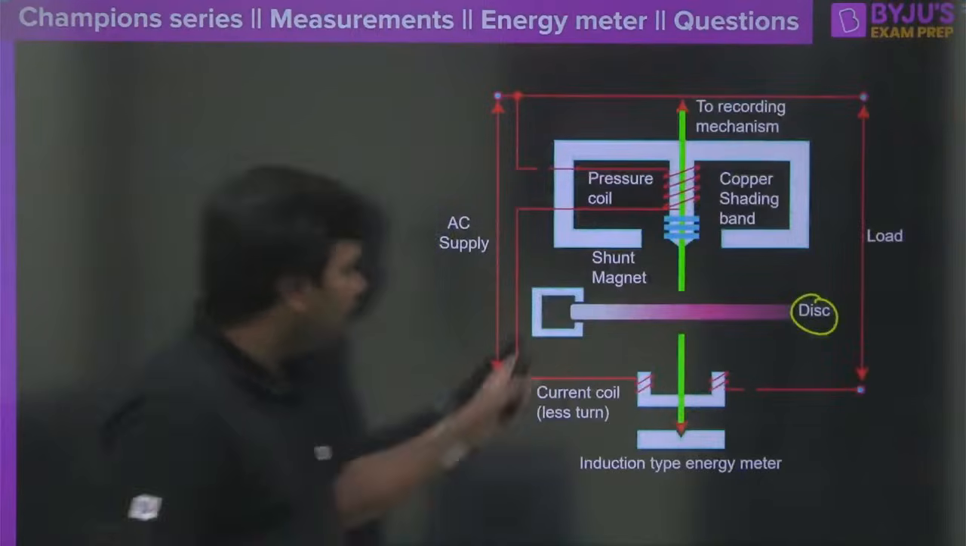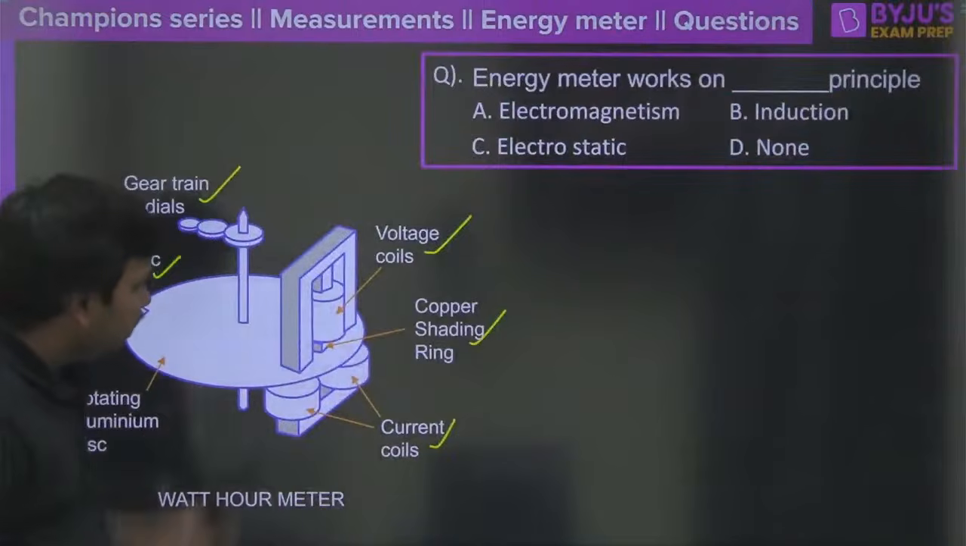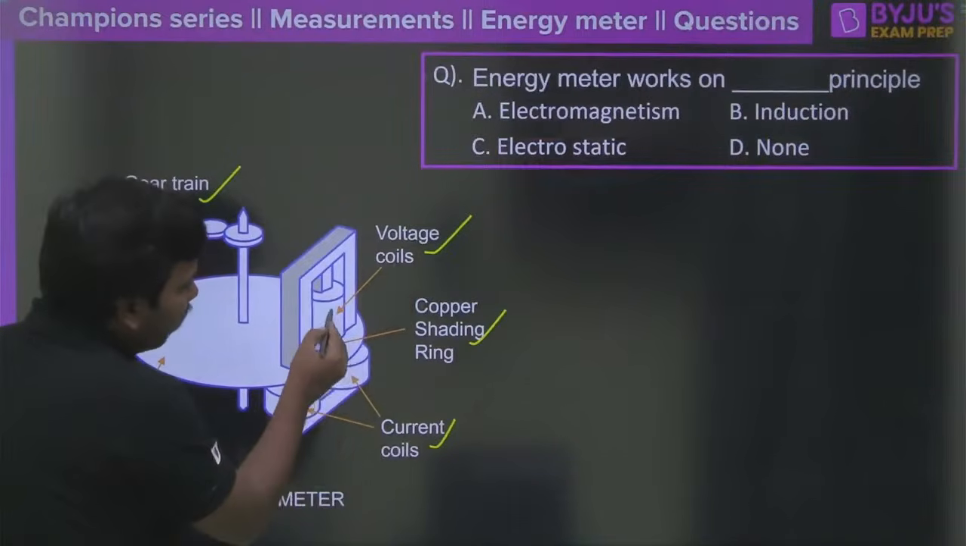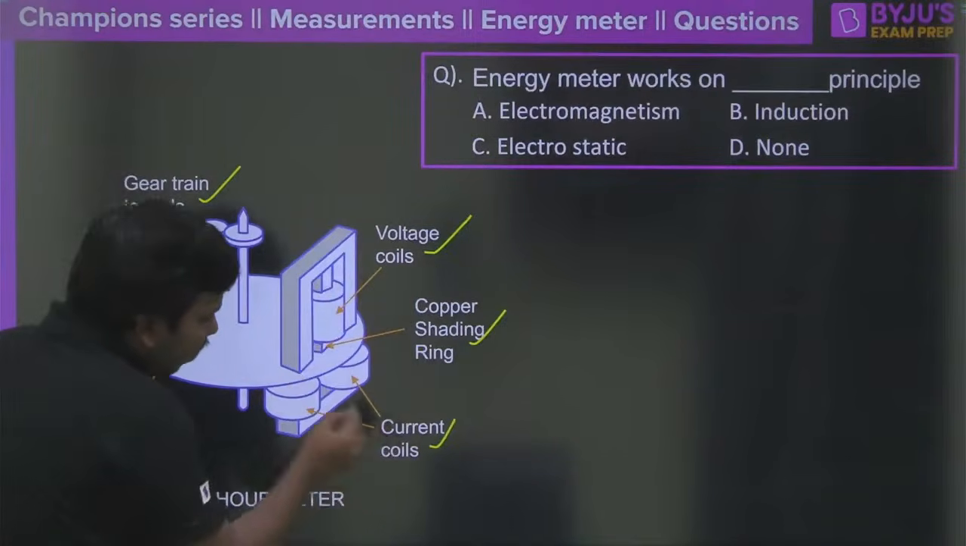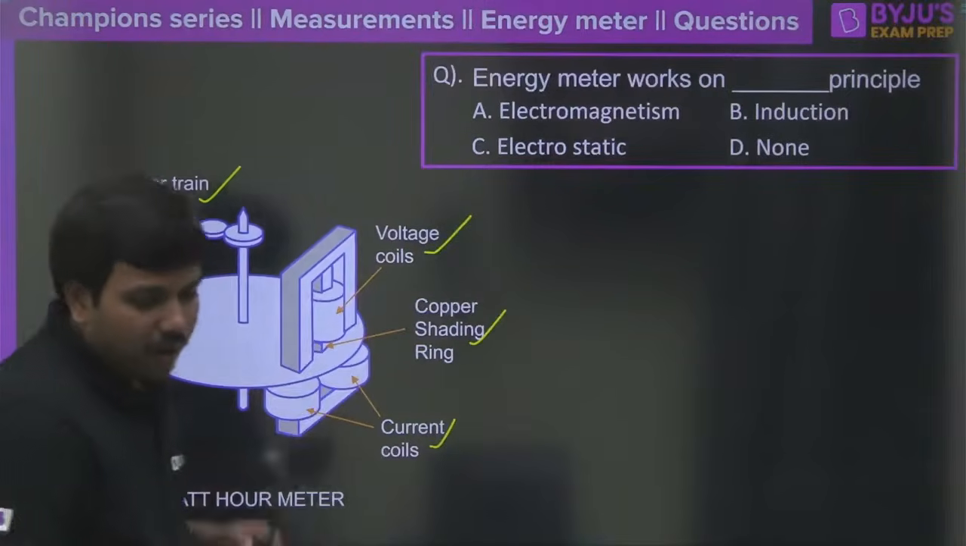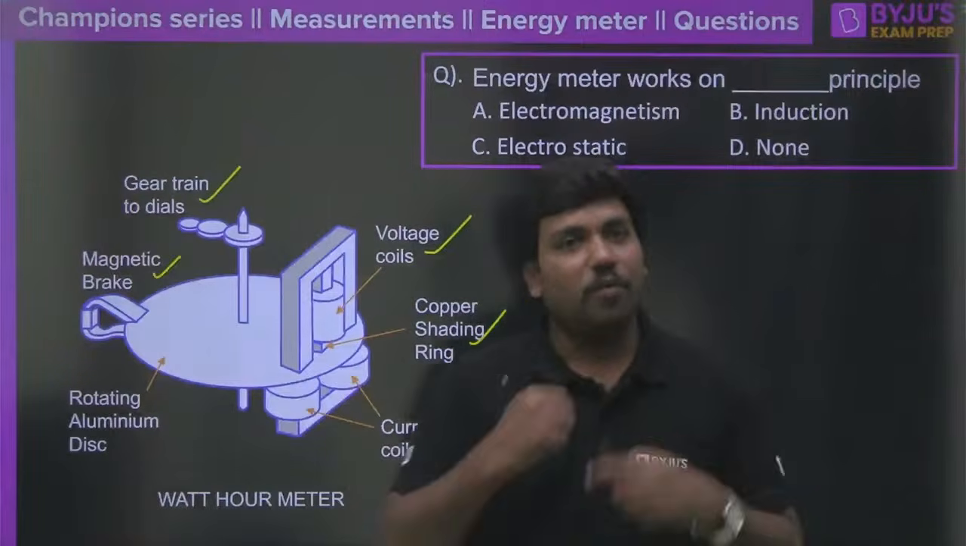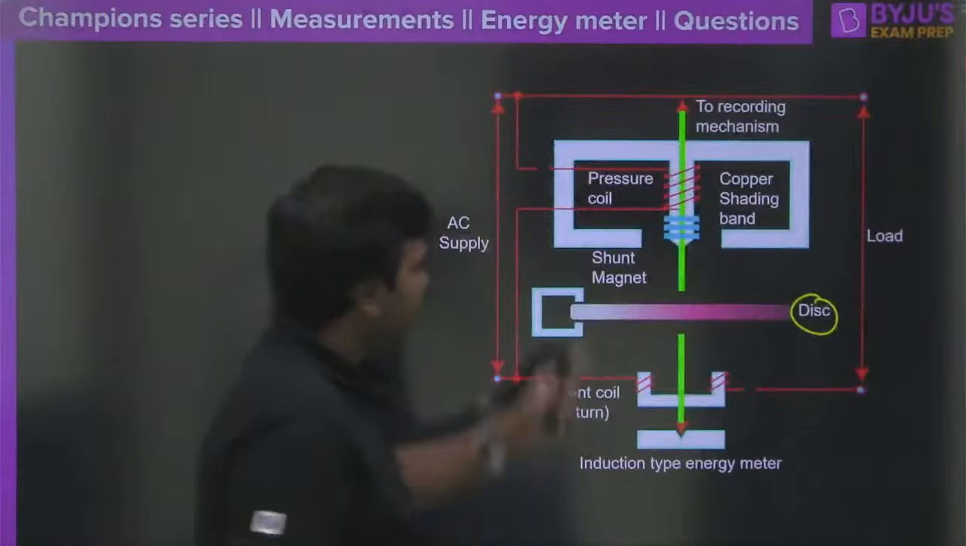Now the same thing I have placed here. Correct? Just above this aluminum disc, we have the voltage coil, which is called the shunt coil here, and the current coils, this and this together will be called the current coil. So first I will explain the basics here. After that we will see the working of this one. Clear? Moving ahead, look at this.